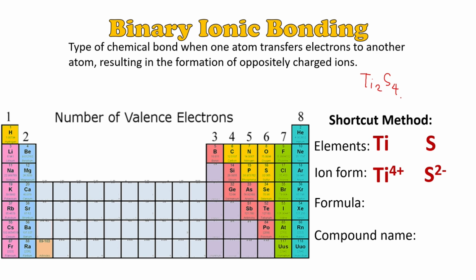But again, you need to find the simplest form of their numbers. So it's 2 and 4. They can be divided by 2. So 2 divided by 2 is 1, 4 divided by 2 is 2. So the answer becomes Ti1, which is invisible, and then S2.